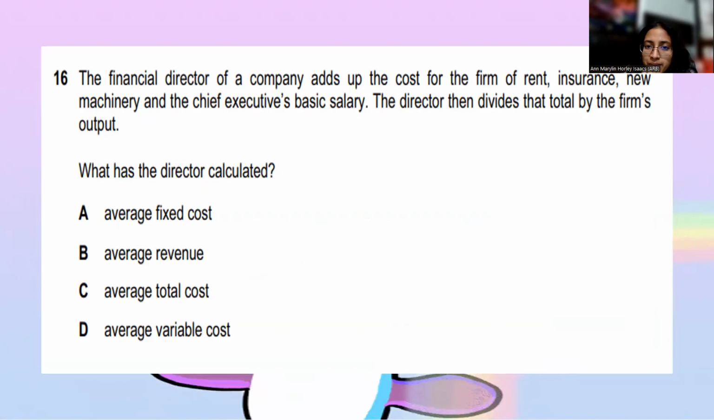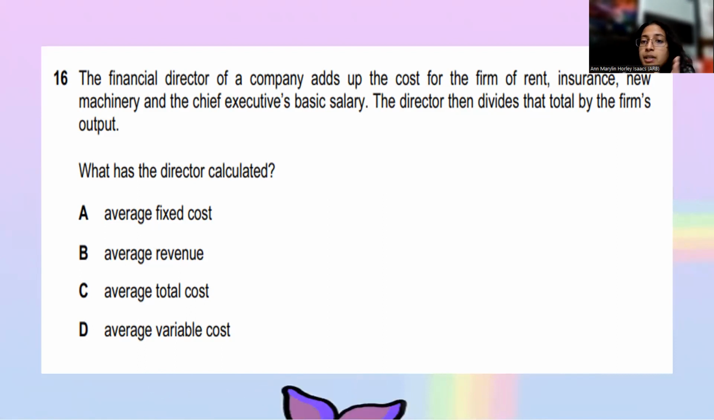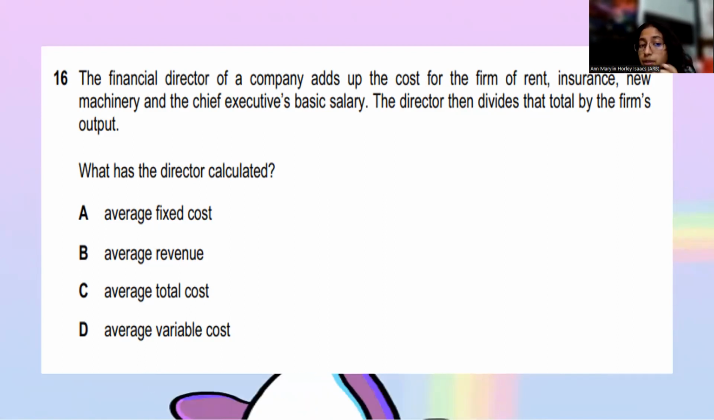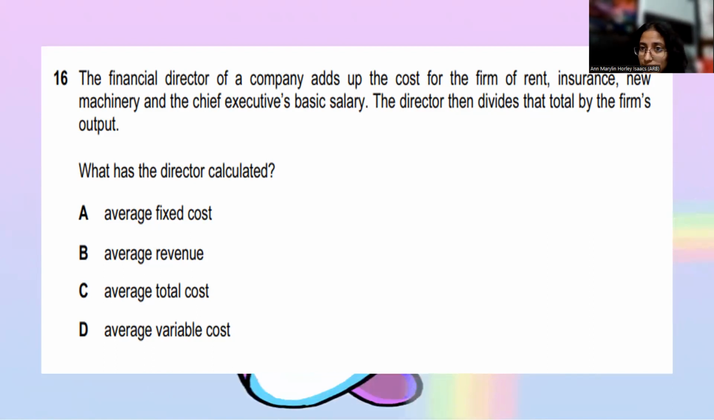The financial director of a company adds up the cost for a firm. Now look at what they're adding: rent, insurance, new machinery, and the chief executive's basic salary. That's probably the one that would throw people off target. Okay. The director divides that by the firm's output. Okay, what has the director calculated? So you need to see what they're actually looking at.